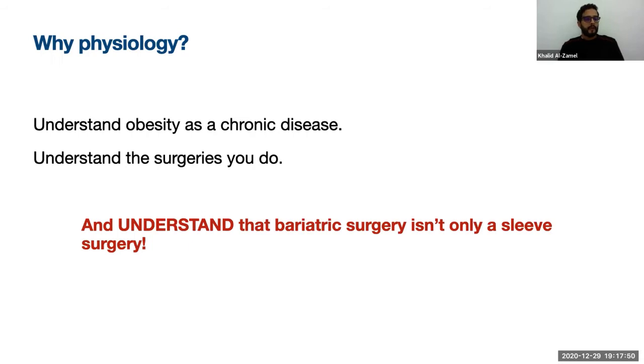So the first thing, as I said, is understanding obesity as a chronic disease. And then we understand the surgeries that we do, because we need to know that bariatric surgery isn't only a sleeve surgery. So here we're trying to convert from sleeve surgeons to bariatric surgeons by understanding the pathophysiology.